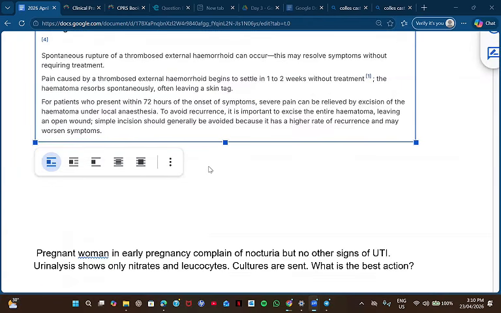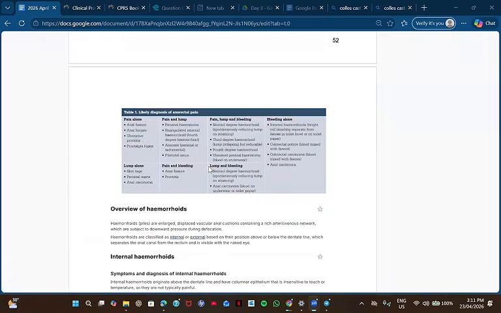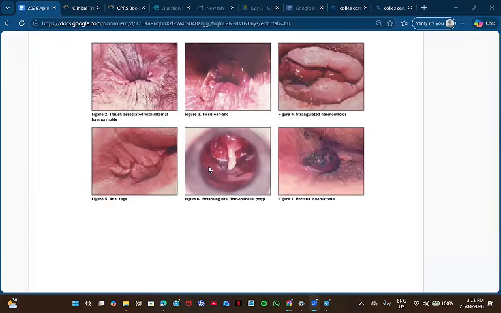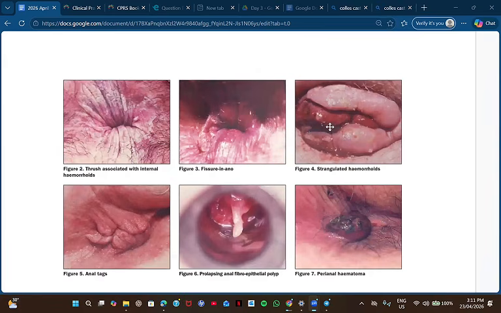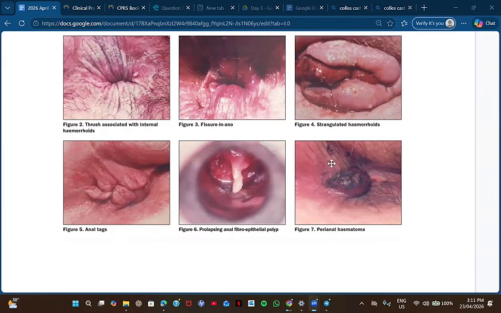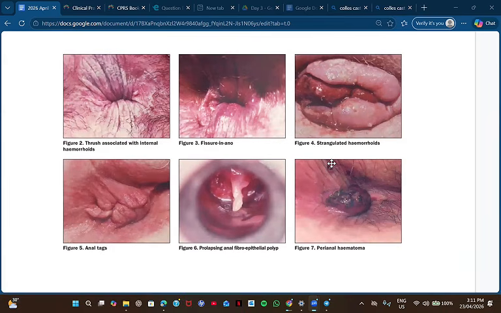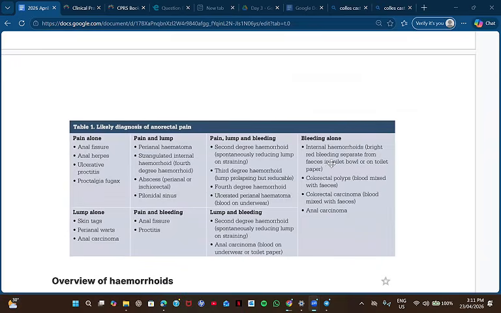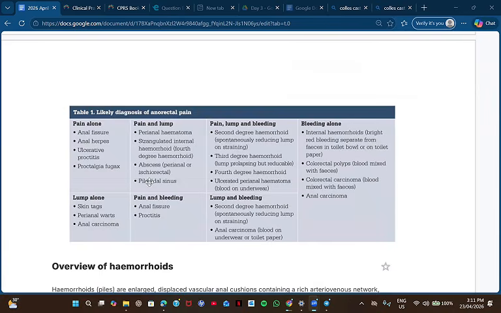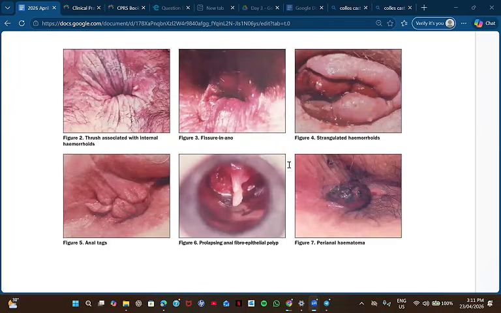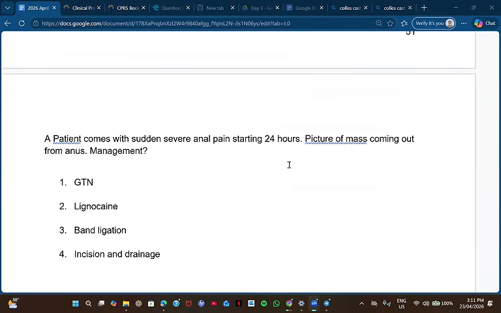Yes. Okay, I hope you understand here. And here these are the types of hemorrhoids. Strangulated hemorrhoids, the perianal hemorrhoids, right? Yeah, those things. And here pain alone, pain lump, those things you can see. Okay, here the patient comes with sudden severe anal pain starting 24 hours ago. Picture of mass coming out from anus.